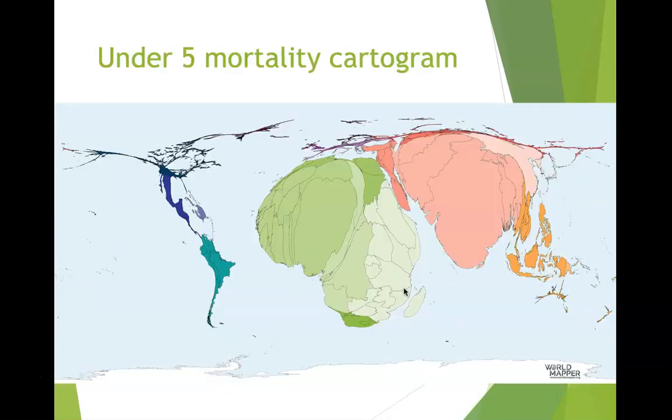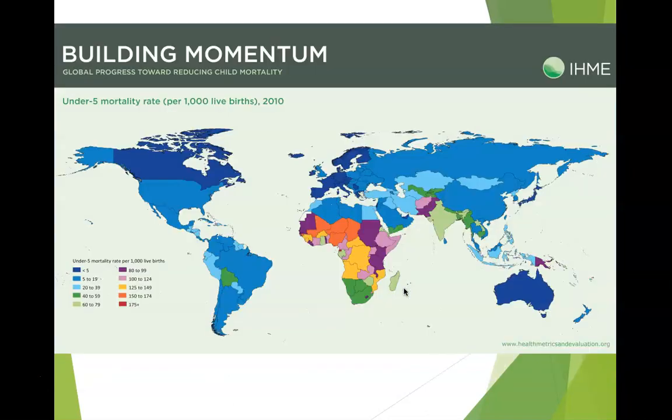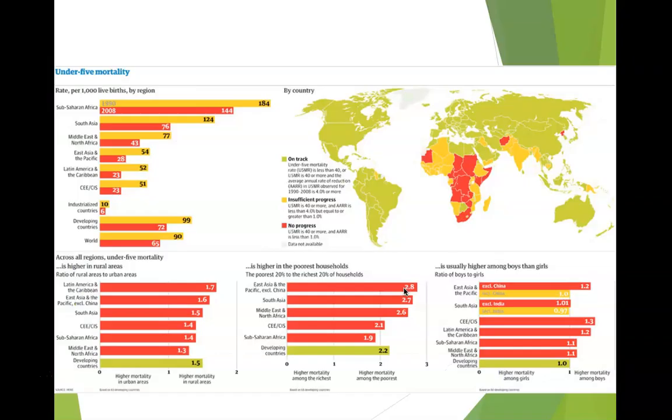Right? Here's a cartogram, and again, you see the vast differences in Asia and Africa compared to the Western Hemisphere, and Europe is almost non-existent right there. We look at under 5 mortality rate here. Again, you can kind of see that play out a bit more. Here's under 5 mortality. Here's another look at it as well.